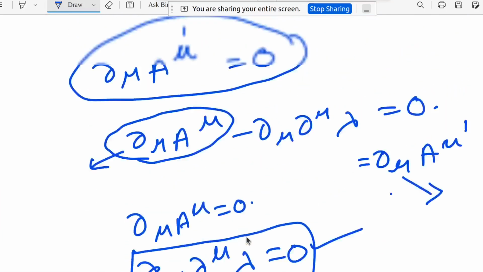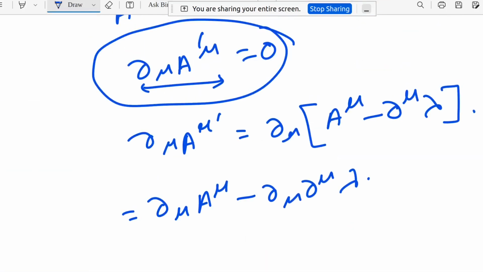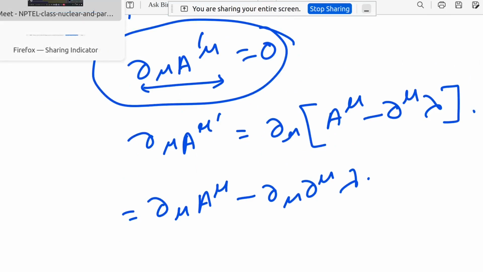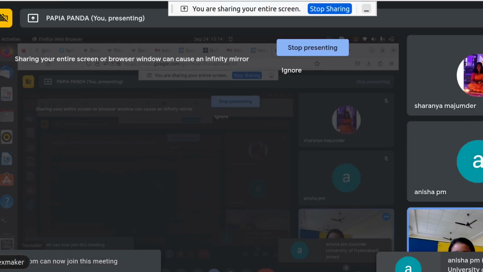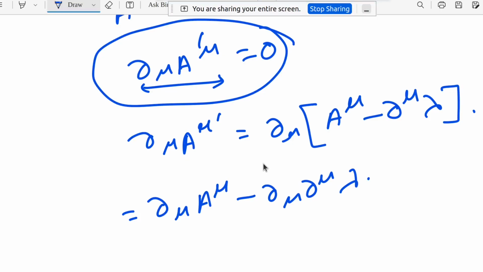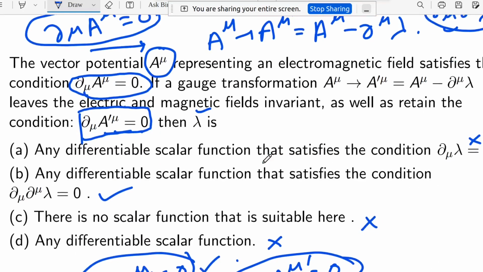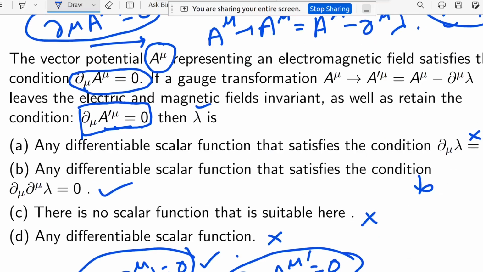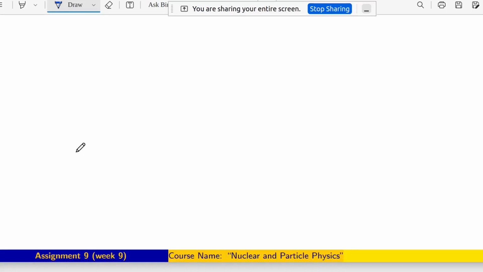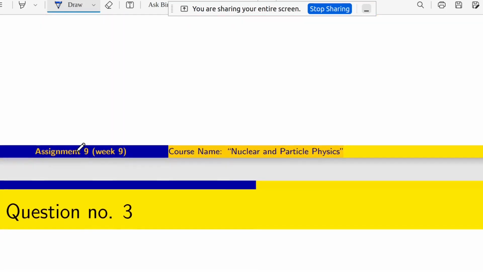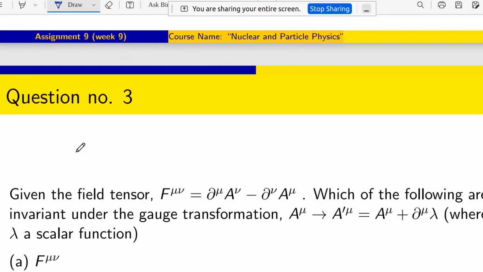So what is the correct answer for this question? The correct answer for this question will be B, as we told: del mu lambda equals to 0. Okay, so now we are moving to the next question.